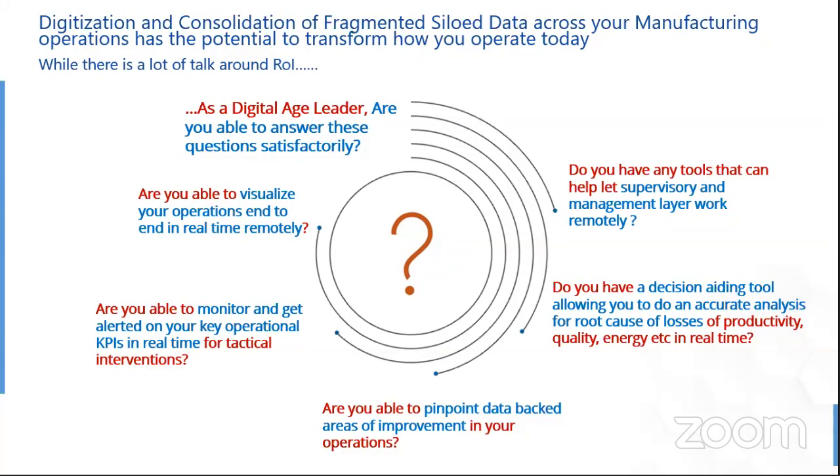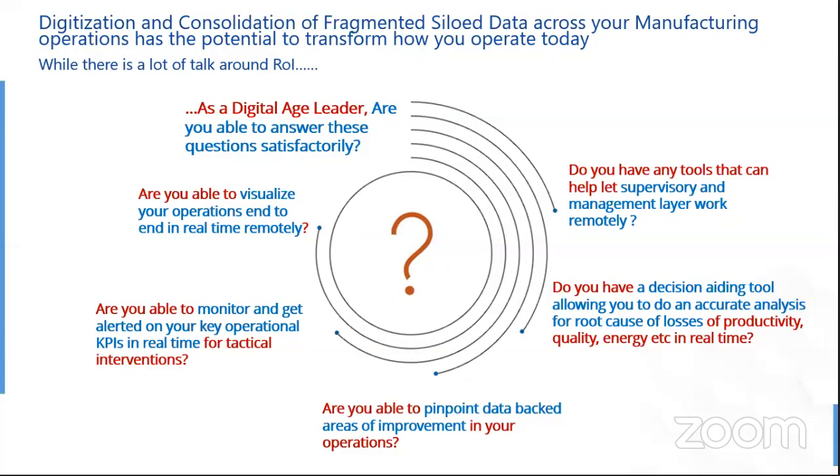Am I able to get alerted for any anomalies with respect to the historical data that I am getting? Do I actually have a tool which points me to specific areas of improvement, which is data backed, on which I can take improvement projects and all of that?